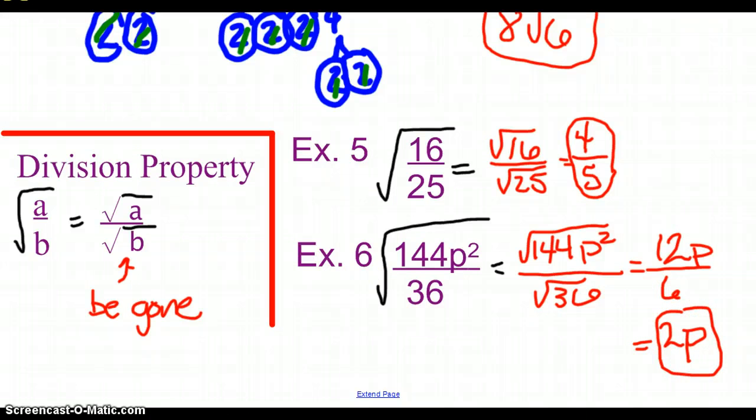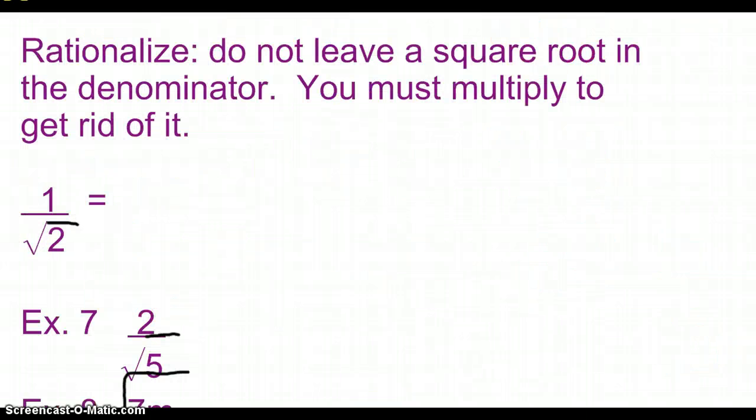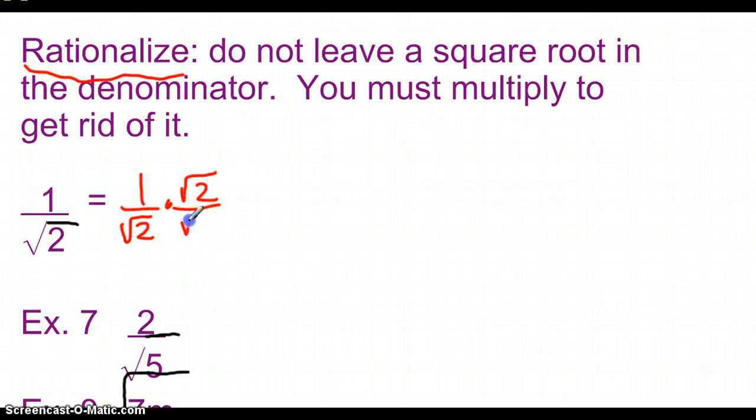Okay, let's see if we can get another couple of examples in here. Now, I mentioned before that you can't leave a square root in the bottom. To get rid of it is called rationalizing. So you usually have to multiply to get rid of it. If I didn't want that square root of 2 in the bottom, I'd have to multiply the top and the bottom by the square root of 2, because I want you to watch what happens. On the bottom now I have two 2's. I'm just going to put them both underneath one square root. And on top I have 1 square root of 2.